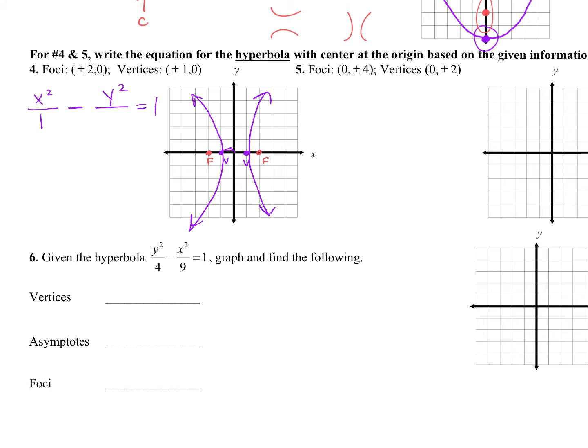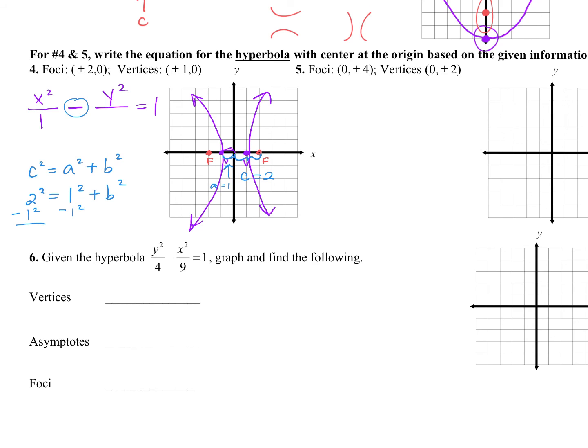Well, we know that our a term is 1, okay, and we know that our c is 2. Okay, so if we plug that into c squared, remember when your equation has a minus, then your foci equation has the plus. So it doesn't matter a squared plus b squared or b squared plus a squared, because those are commutative. So we're going to do c squared, our c was 2, so 2 squared equals a squared, 1 squared, plus b squared. Okay, so take away 1 squared.